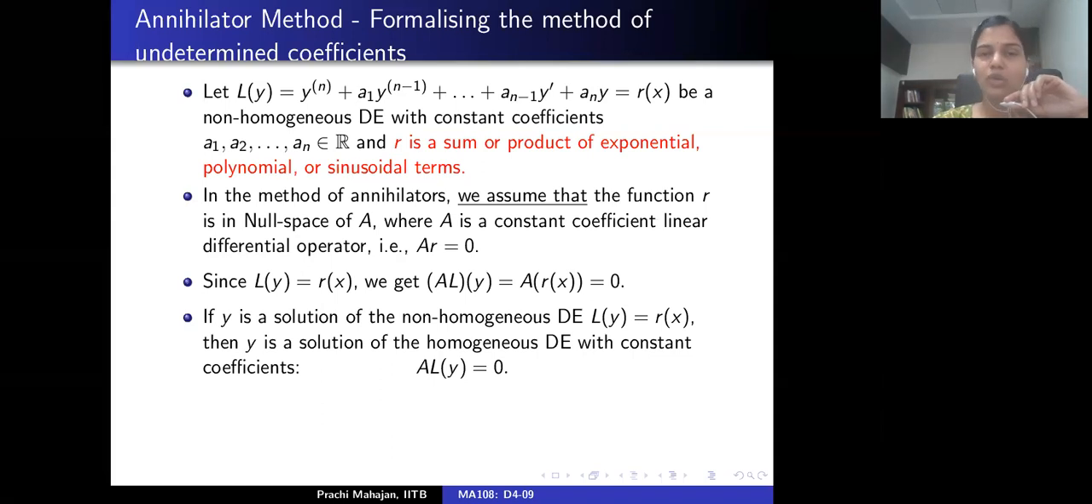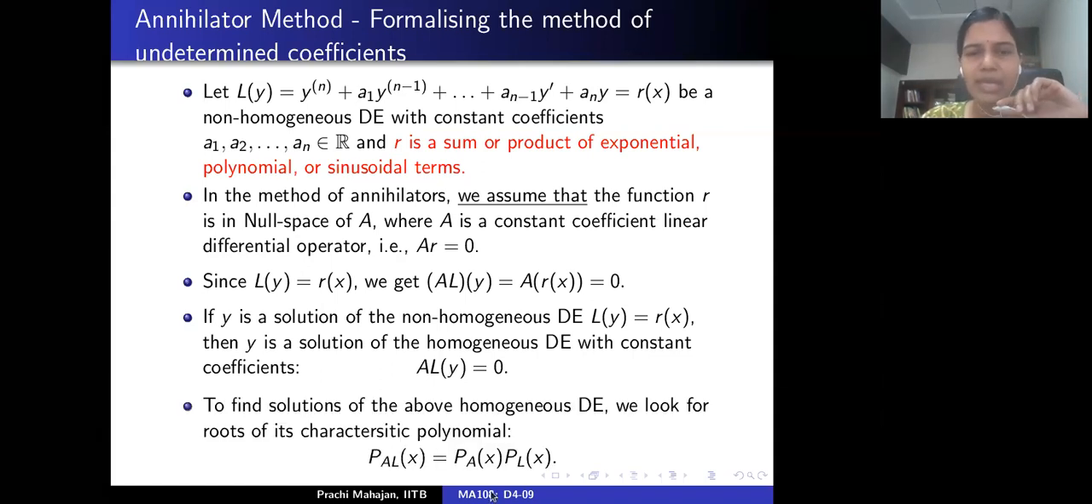So what are we trying to do? In order to look at the solutions of this equation ALy equal to 0, I'm going to look at the characteristic polynomial.